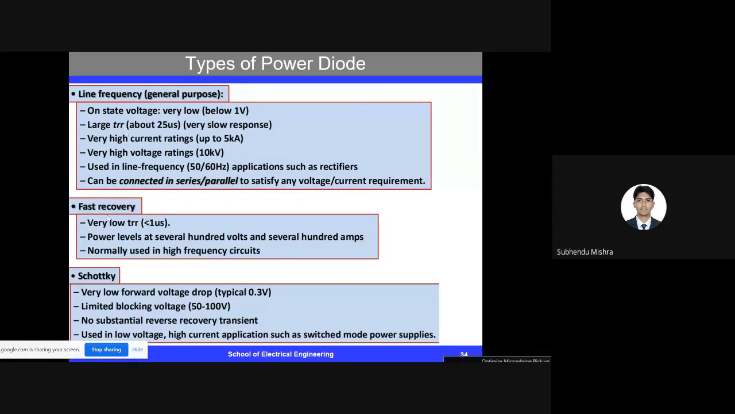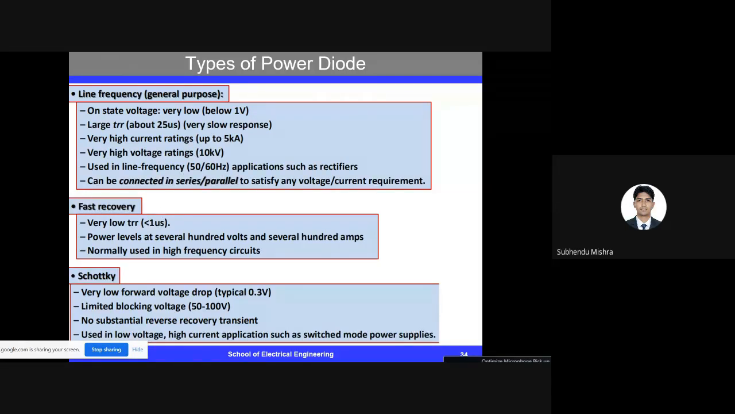The second type is the fast recovery diodes. These have very low TRR, and because of that, the switching frequency that they can handle is large, and they are normally used in high frequency circuits. The power levels are around 6 kilovolts reverse voltage, and the current rating is around 1100 amperes, because these are the fast recovery diodes.